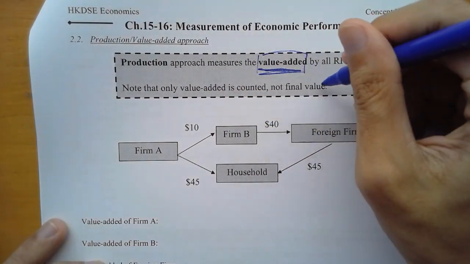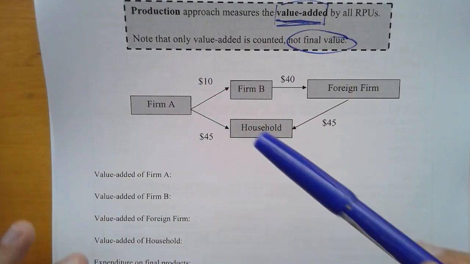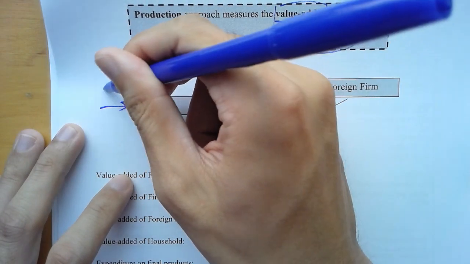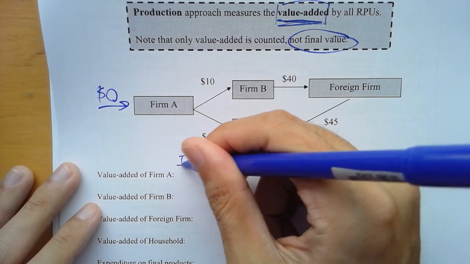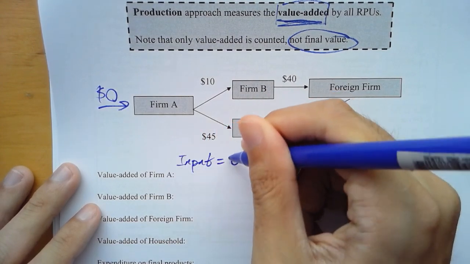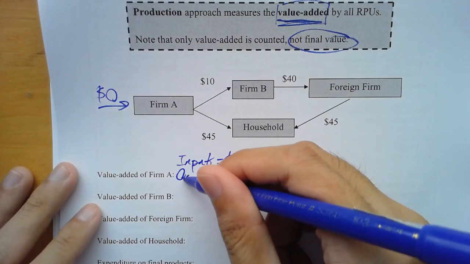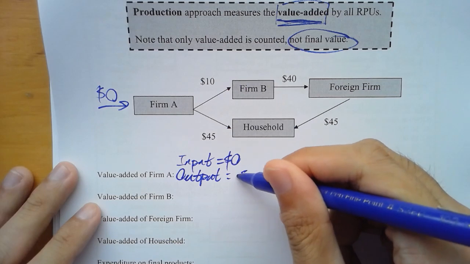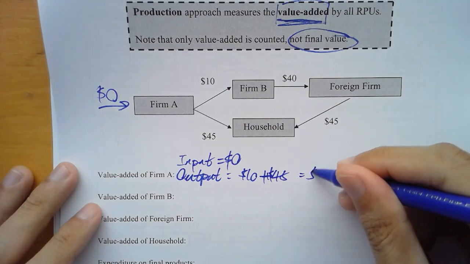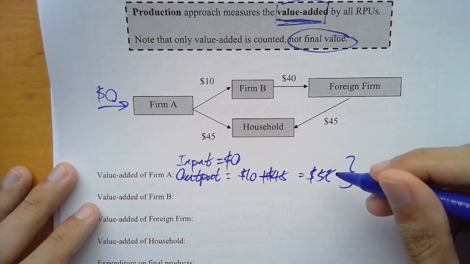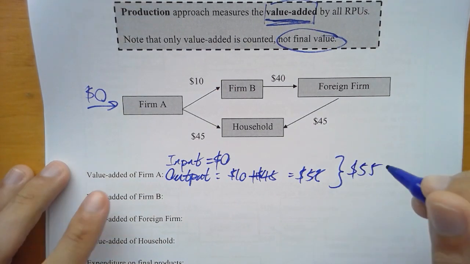Okay, now remember, only value added, not the final value. Now so what exactly is a value added? Now look at firm A. Now assume it starts from 0. Firm A, you see, their input is 0. Output, 2 output, 10, 45. 係咪出產咗？其實係賣咗10蚊同賣咗45蚊啊？10, 45, 55. Now therefore we know the value added would be $55 for firm A.